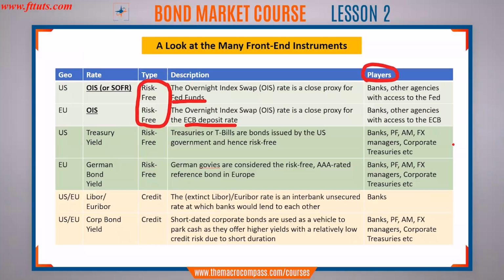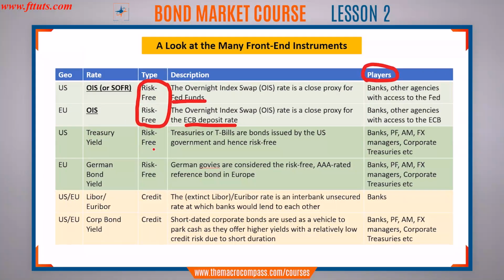There is a plethora of other players: pension funds, asset managers, FX reserves managers, corporate treasuries, and more. They do have the need to deploy their dollars or their euros in overnight safe instruments, but they do not have access to the Fed. They cannot deposit money at the implied rate by OIS. Therefore, they will be looking for substitutes.